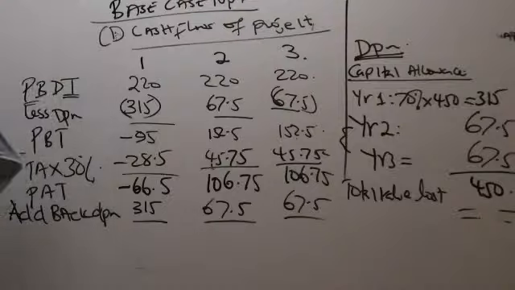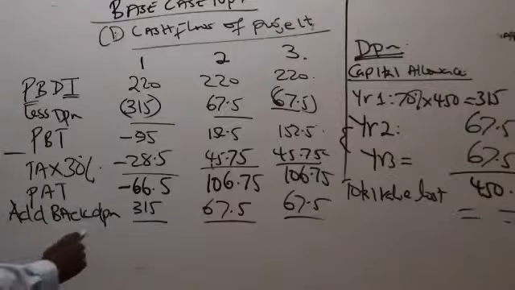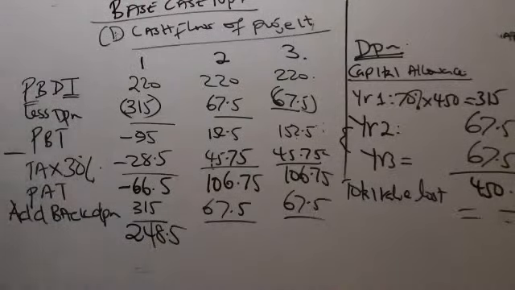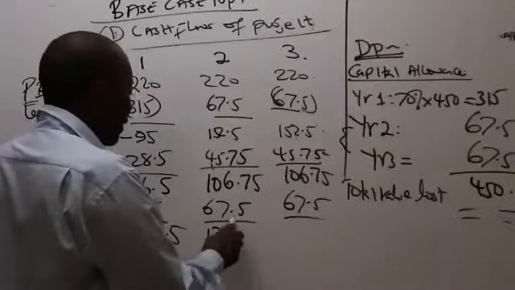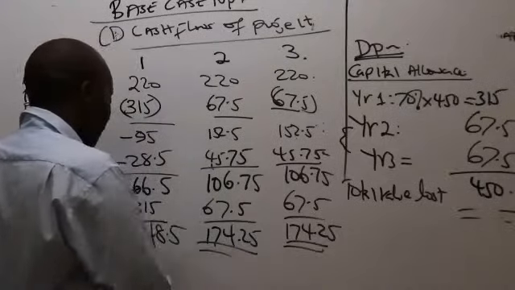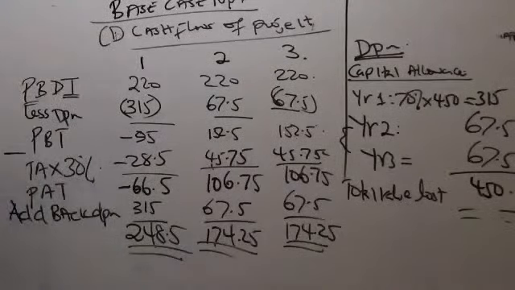What figures are we going to have here? So Mary gives me the first one as 248.5. How about the second one? 174.25, and then we have 174.25 like that. Thank you very much. So please, let's go ahead and discount these cash flows.